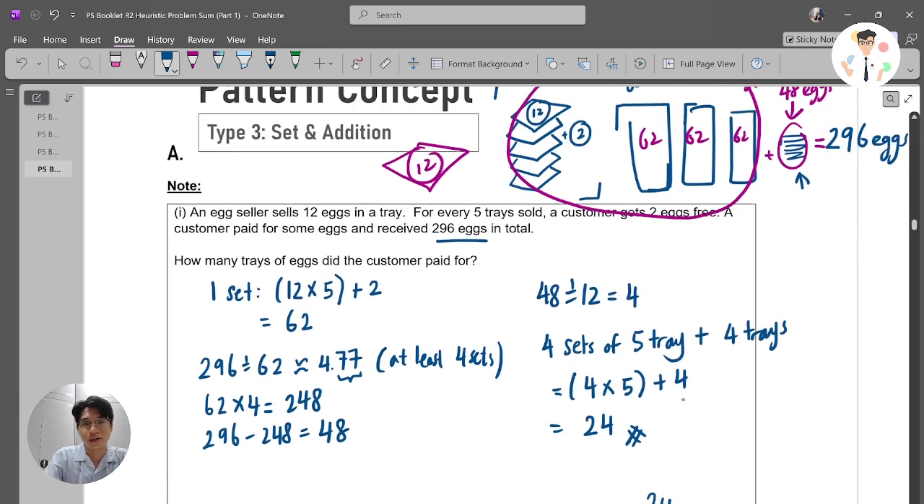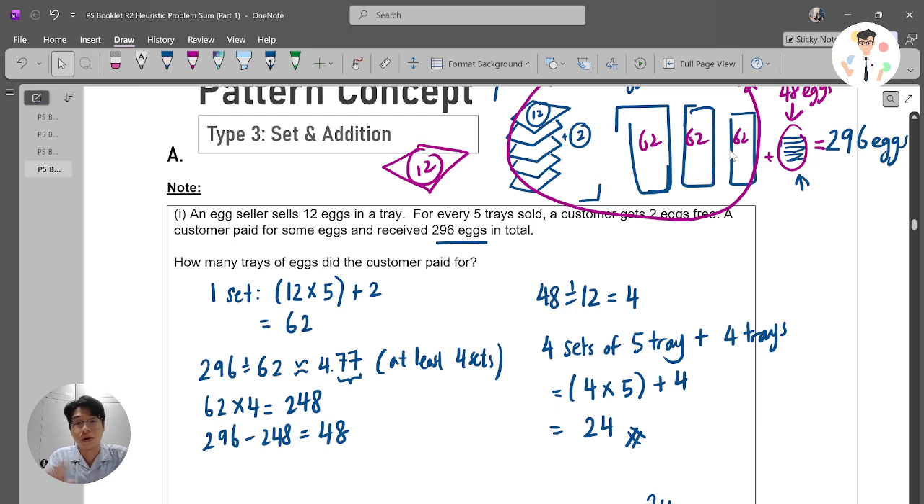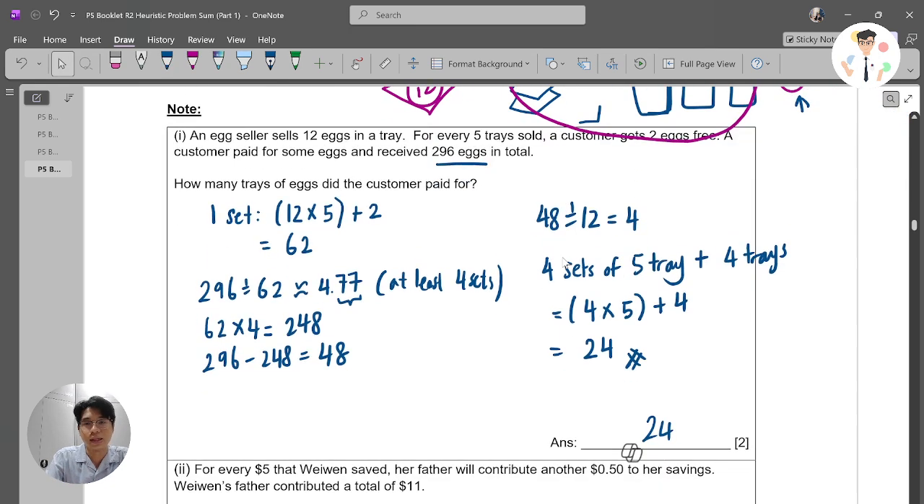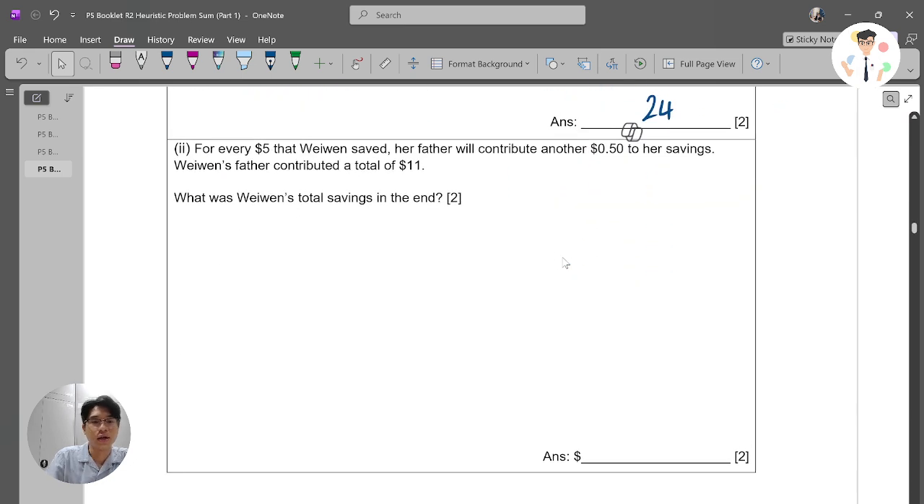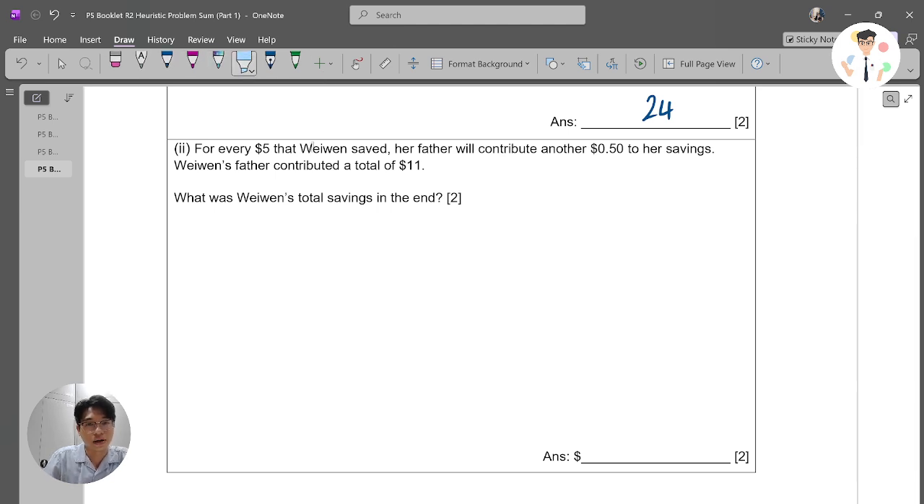I think by looking at this illustration, you will probably understand a bit more. Let's look at the next question. This question says that for every $5 that Wei Wen saves, the father will contribute another 50 cents to her saving. It means if she saves $5, the dad will give an extra 50 cents. If she saves another $5, he gives another 50 cents. If I save $3, will the dad give 50 cents? No. In simple terms, if I save $10, then the dad will give $1.